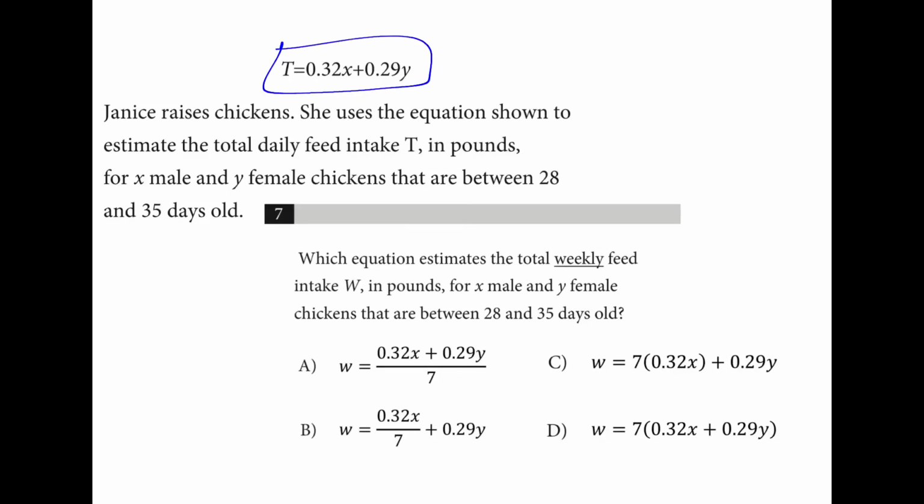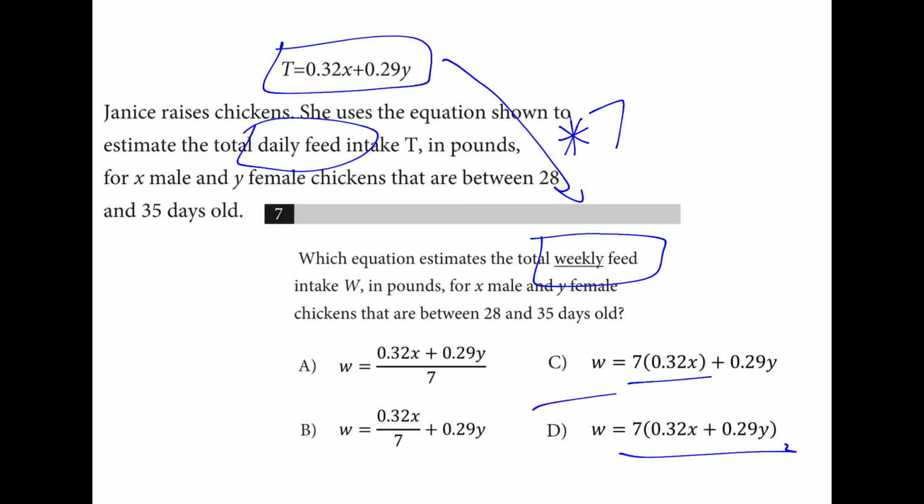So here's our equation for raising chickens between a certain time period and their total daily feed. If this is the daily feed, they then ask us about the total weekly intake. So we have to take what's up here and multiply everything by 7. So we can't just multiply only the first part, we have to multiply everything. That's why D is the answer.